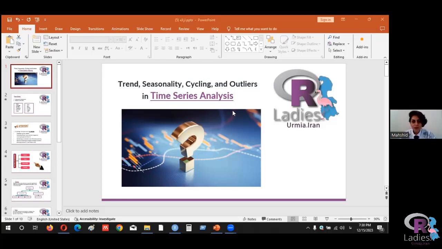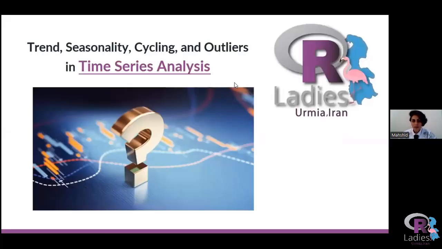We start. Today we are going to talk about time series characteristics called trend, seasonality, cycling, and outliers in time series analysis.